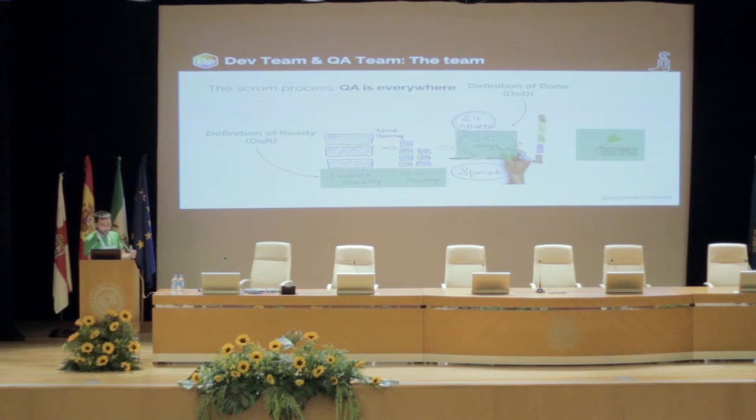QA is everywhere. QA is helping in the definition of ready. QA talks to the client and also the product owner, because QA should love and should know the product as much as the client, because he should test and validate it. Also definition of done: he talks to the client, he knows once a user story is ready to be done, and also when a user story can be delivered.